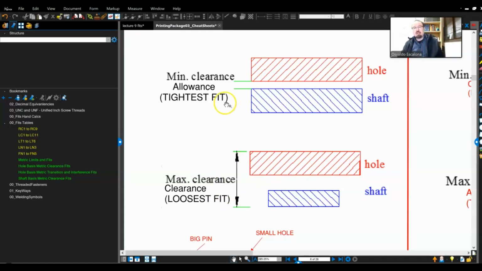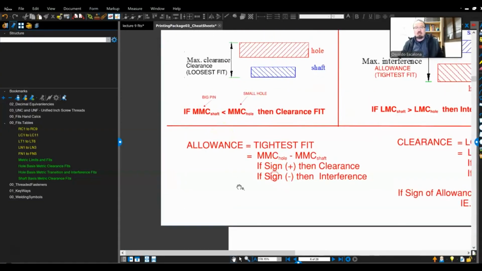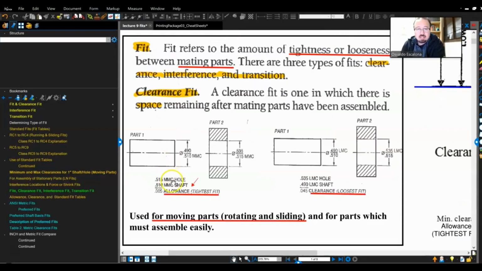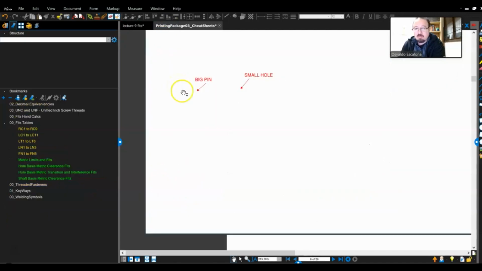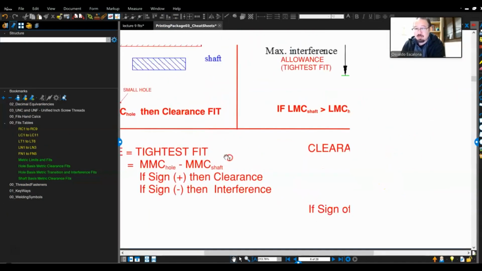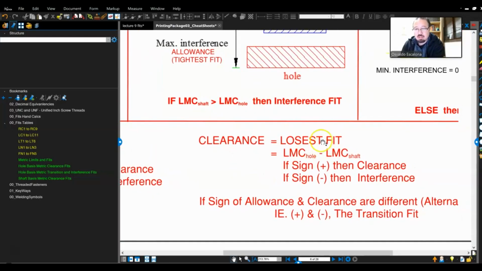Another mathematical way of doing it is by looking at the MMCs and the LMCs. If you take the difference between the MMCs, you will find the allowance, which is what you see here. The difference between the MMCs gives the allowance. You can also, for the loosest fit, take the difference of LMCs. Loosest fit or clearance is the difference of LMCs.